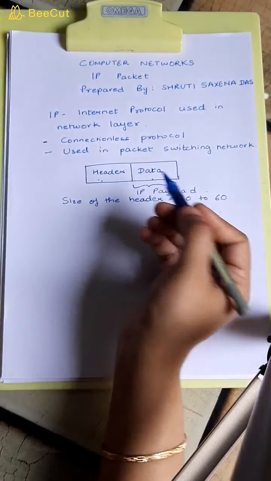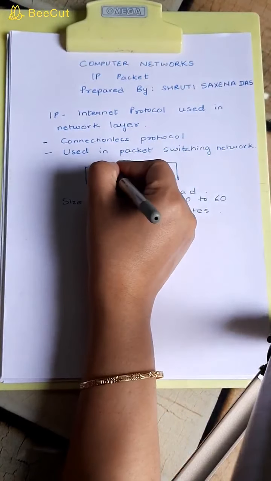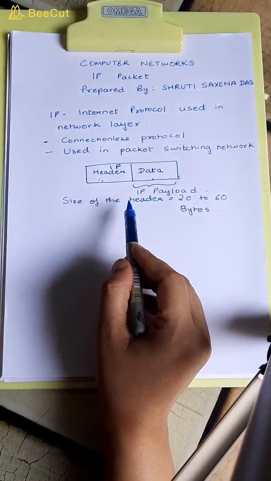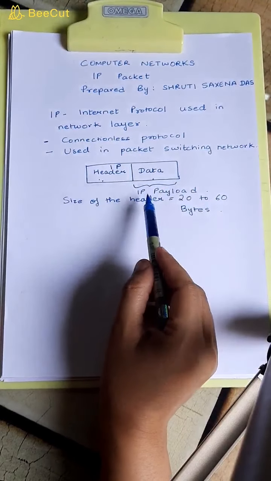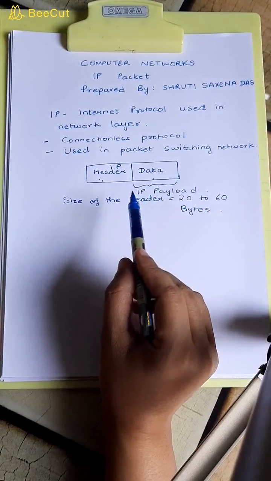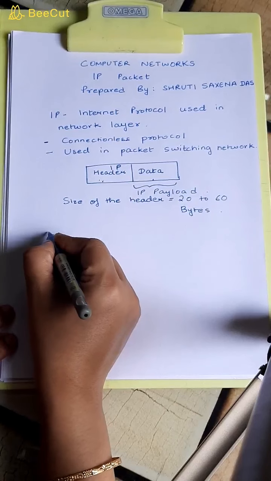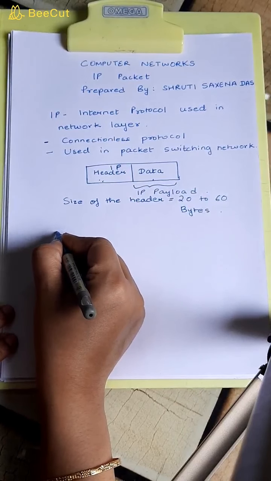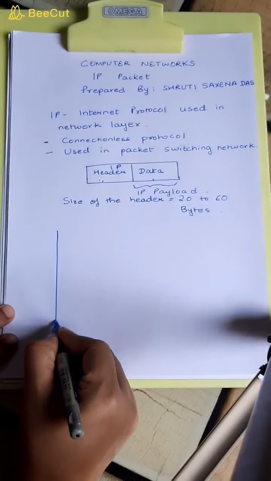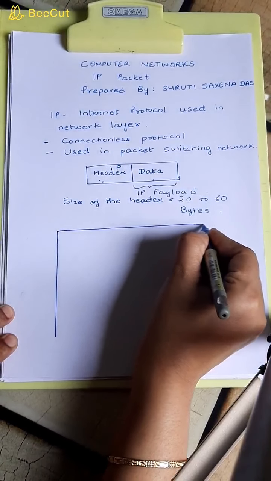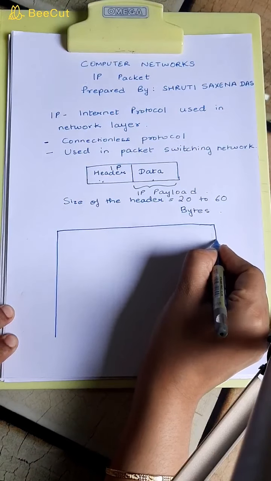Okay, and this header is the IP header, which contains all the necessary information to deliver the packet at the other end to the destination. So what information it covers, that we'll discuss now. The header structure is like this.